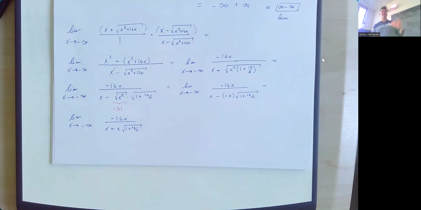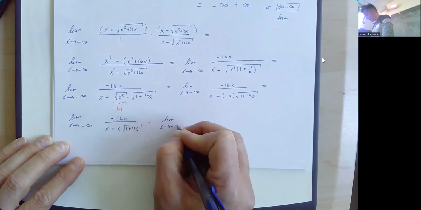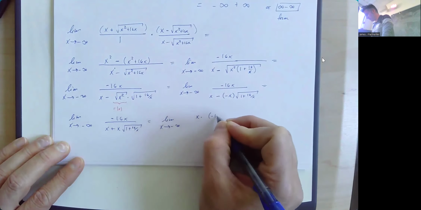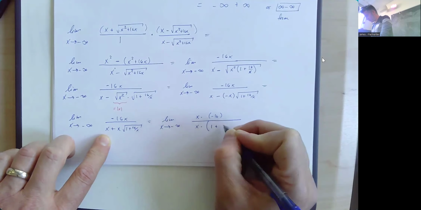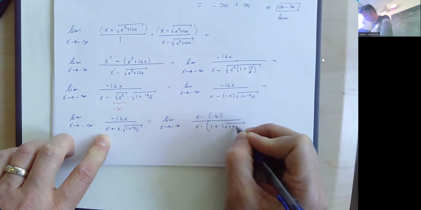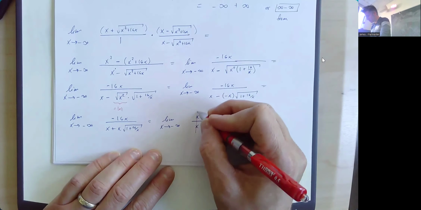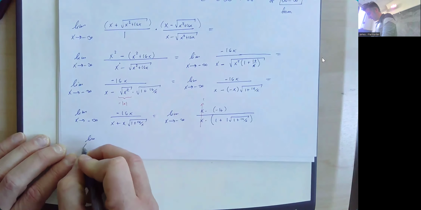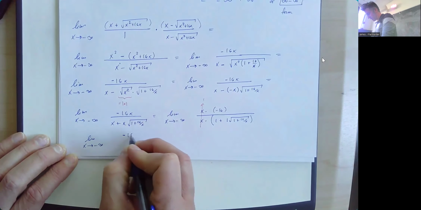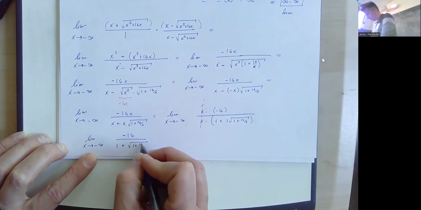And now I'm going to factor out an x to the first from the top and the bottom. So I'm going to write this as the limit as x goes to negative infinity of x times negative 16 on top over x times 1 plus 1 times the square root of 1 plus 16 over x on the bottom. The x divided by x is 1. And then when I take the limit of the rest, you have the limit as x goes to negative infinity of negative 16 over 1 plus the square root of 1 plus 16 over x.